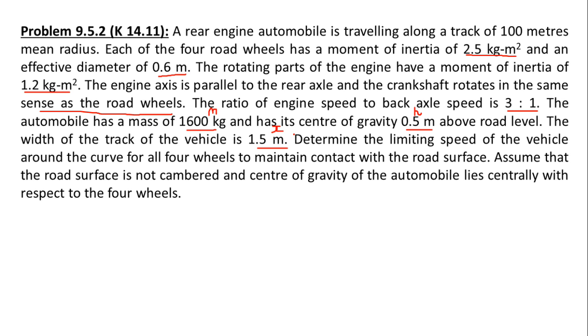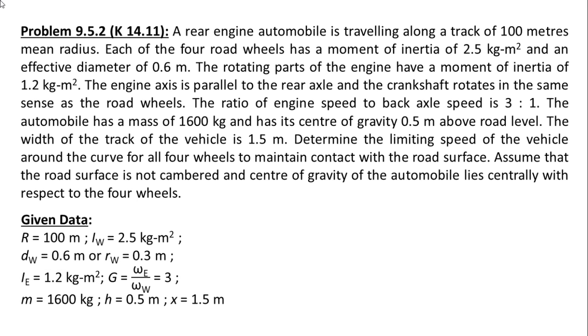Now we are going to do a little bit of a different problem. Speed of the vehicle is not given. They are asking you to find out the limiting speed, beyond which if I go and turn, your vehicle will roll over. Okay, so given data, the radius of the path in which you are traveling is 100 meter.